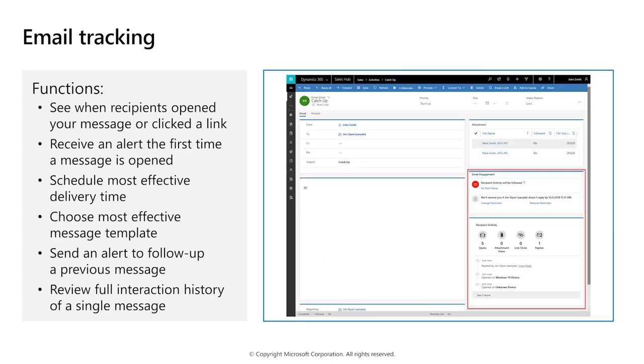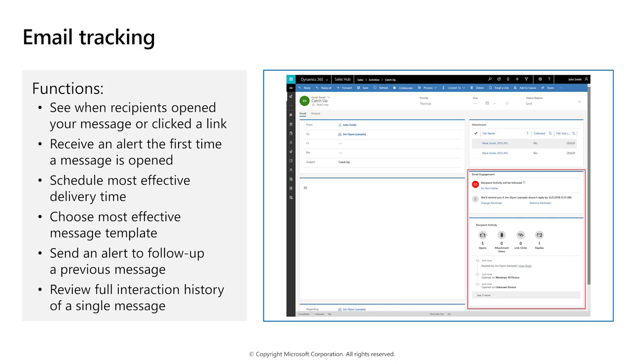Now, from an email tracking point of view, this is our email engagement. The functions that we're going to see here: see when recipients open your message or click the link, receive an alert the first time the message is opened, schedule most effective delivery time, choose most effective message template, and we can set an alert to follow up our previous message. We can review full interaction history, I should say, of a single message.